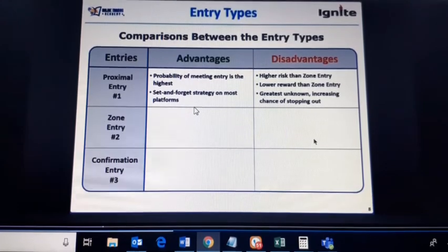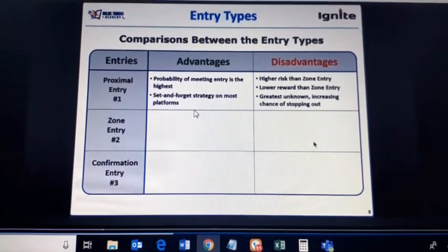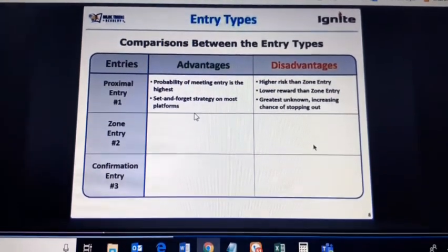Harish, if you're taking type 1 entry or type 2 entry, that will be counted, but type 3 entry will not be counted in that.